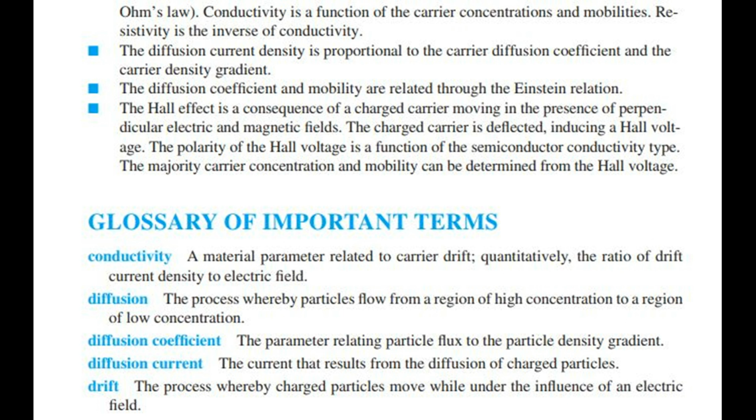Glossary of important terms. Conductivity, a material parameter related to carrier drift, quantitatively, the ratio of drift current density to electric field. Diffusion, the process whereby particles flow from a region of high concentration to a region of low concentration. Diffusion coefficient, the parameter relating particle flux to the particle density gradient. Diffusion current, the current that results from the diffusion of charged particles. Drift, the process whereby charged particles move while under the influence of an electric field.